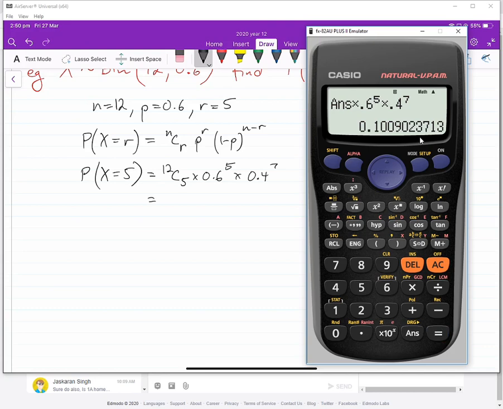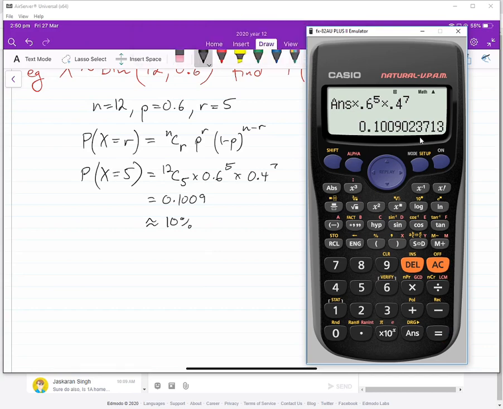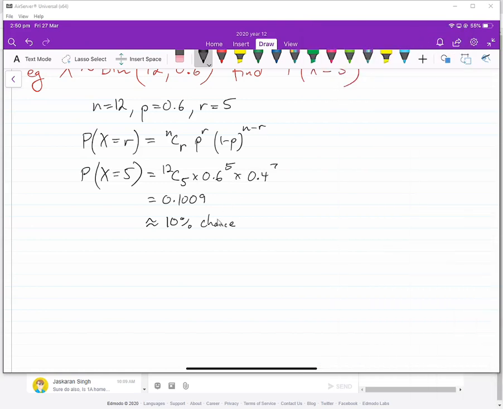It's 0.1009, or approximately 10% chance. Okay, there's approximately 10% chance that you'll get 5 successes. Okay, if you press the SD button, it doesn't change, even though it would actually be a fraction. It just probably wouldn't fit on the calculator, because the number is such a big one.